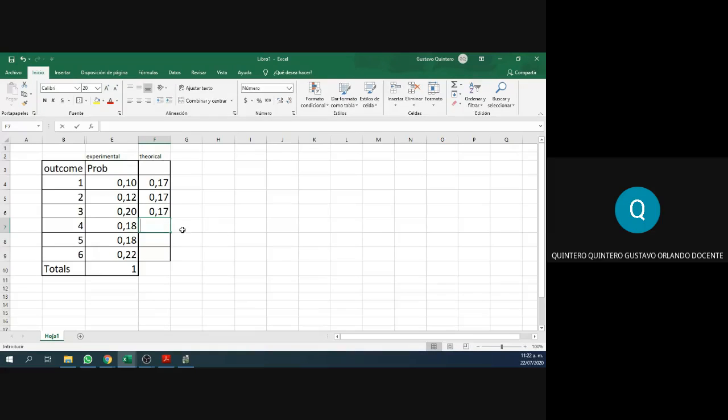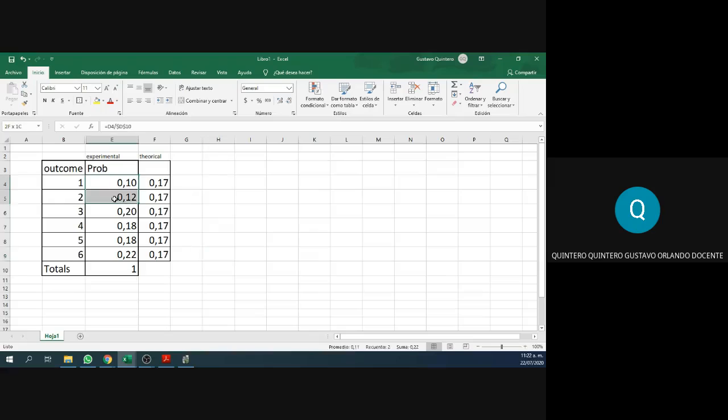For number 4, 1 over 6. Number 5, 1 over 6. And number 6, 1 over 6. This is the theoretical probability. And look, simply because it is theory, we get something pretty like this. Every single probability is the same because this is theoretical. This is what we should get.